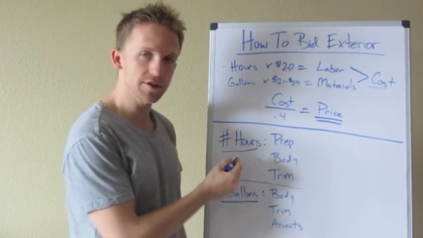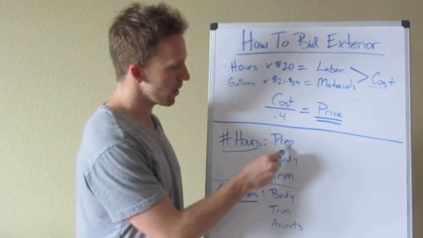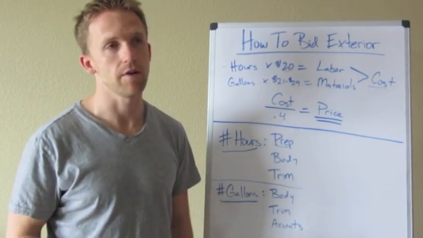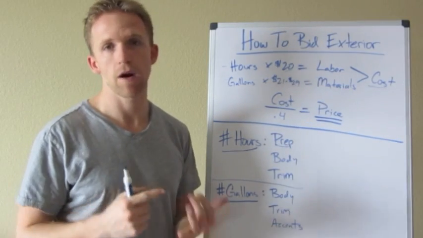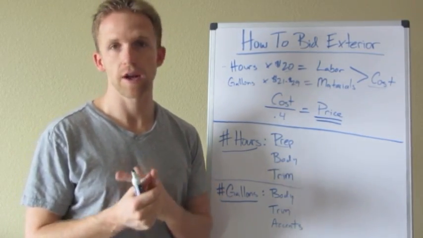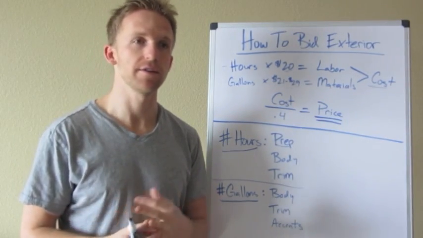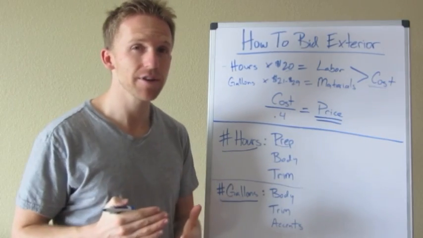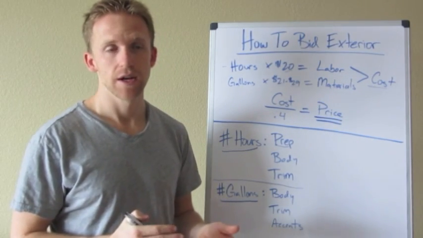So for hours, when you're coming up with the hours for prep work, it's going to really differ depending on where you are in the country. In Colorado, we always power wash the house. That's 2 hours for a house. We always scrape, sand and prime peeling areas, chipping paint, those sorts of things. On a bad house in Colorado, that's maybe 10 hours.